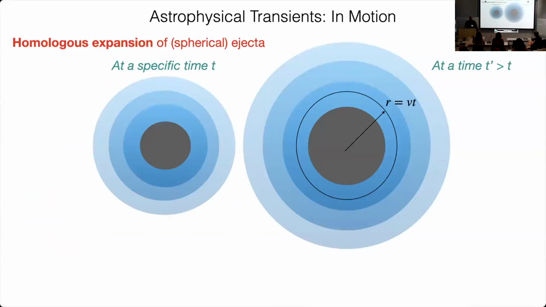All right, let's switch over to what makes things different for astrophysical transients. And again, thank you, Brian, for setting the stage for this so well. Okay, so we have this idea of homologous expansion.